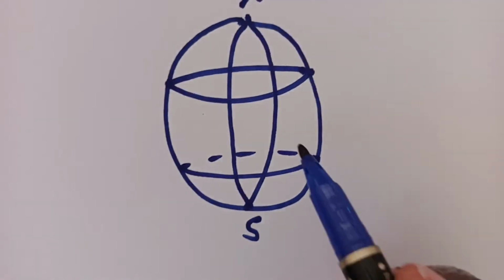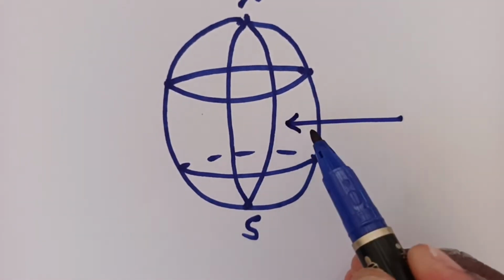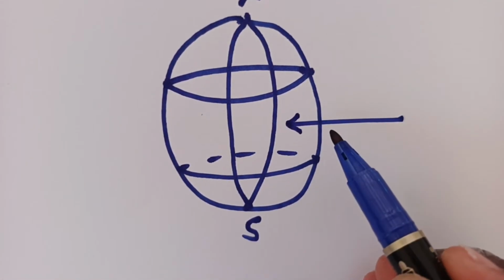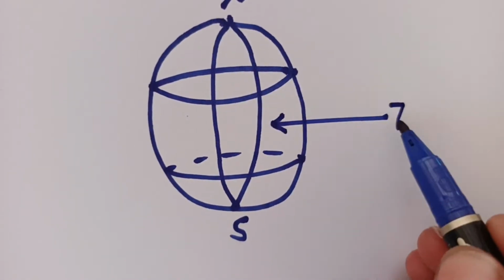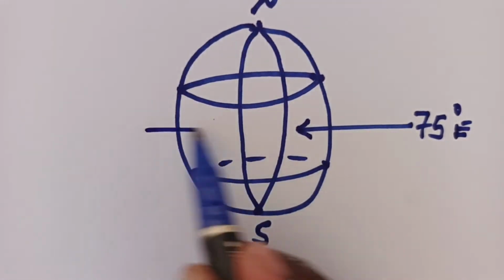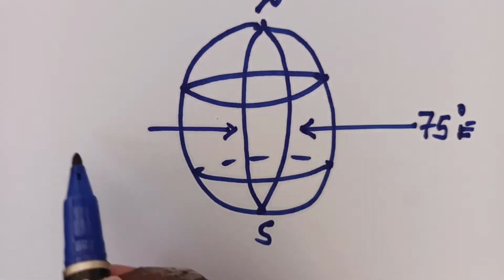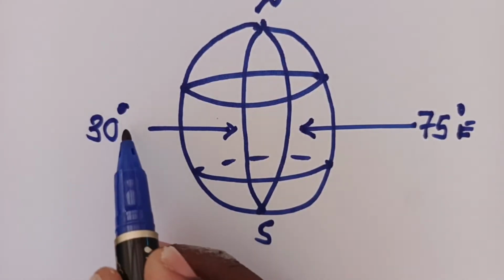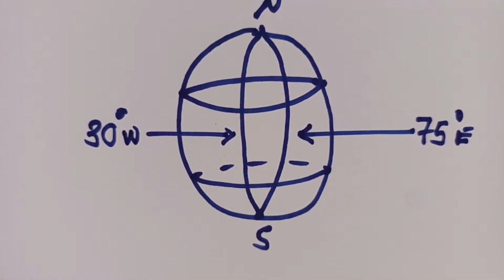Okay, so here we can say this is our 75 degrees. So this is 75 degrees east. And then this one is 30 degrees west. Okay, I hope somebody's able to see.